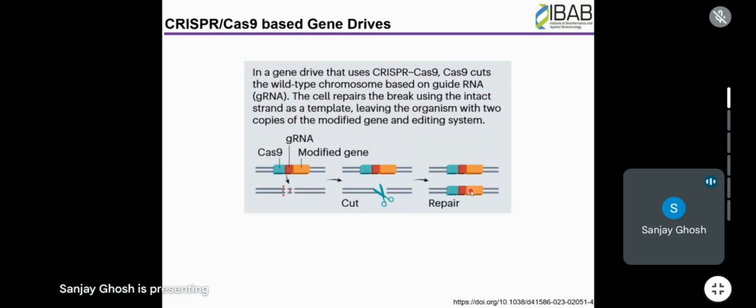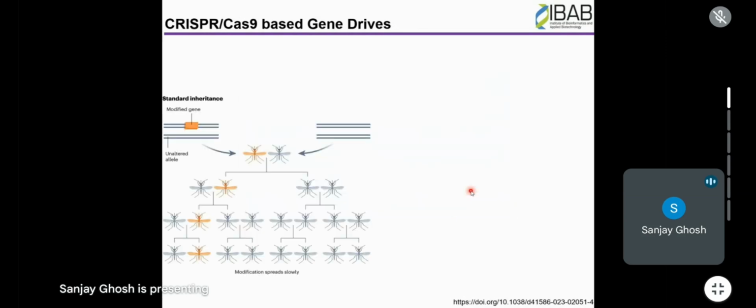So this is a very powerful technique which was sort of accidentally discovered, but now has a lot of potential as well as threats, as we will see and you can think of. So these are called gene drive.